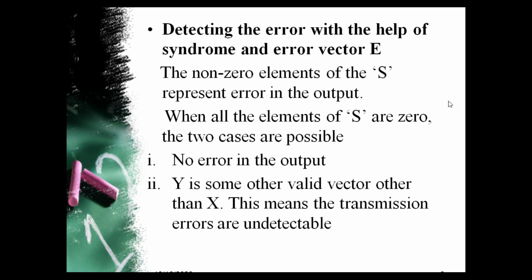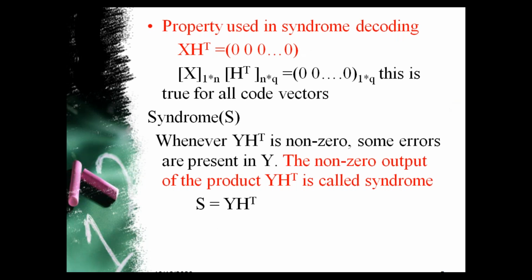Then the important property of that code, which is made use of for the purpose of decoding, termed syndrome decoding, is that x into h transpose is 0. That is, if we multiply a valid code vector with the h transpose matrix, then we get a 0 vector. It is a 0 vector having q number of zeros, where q is equal to n minus k.